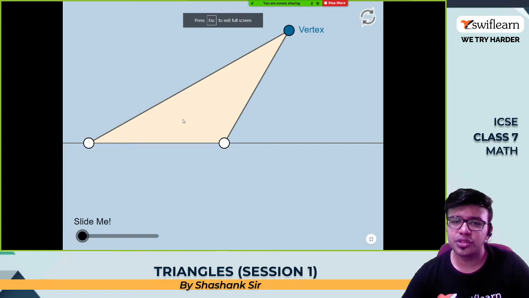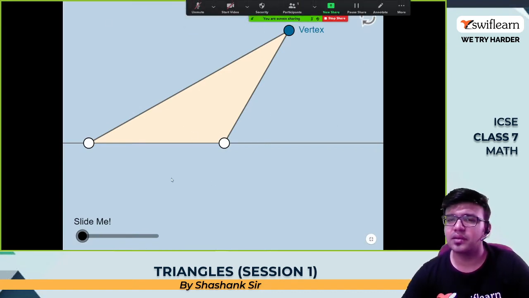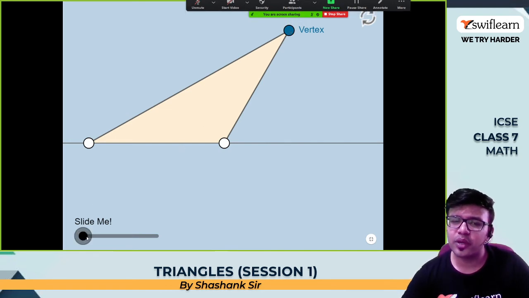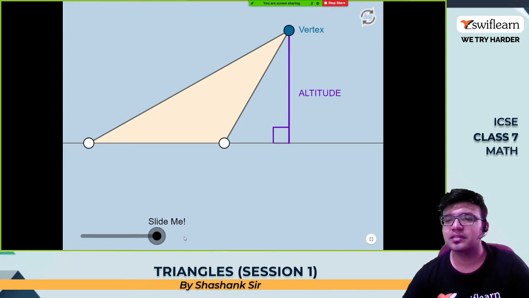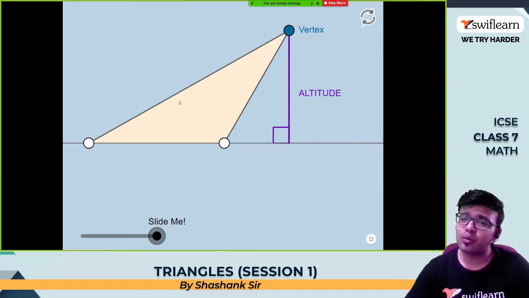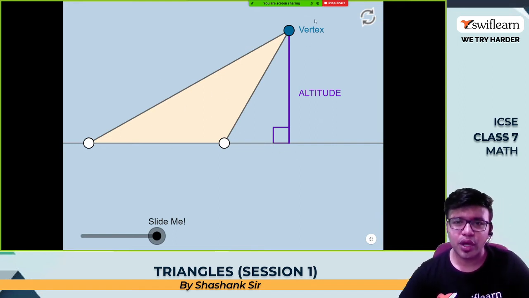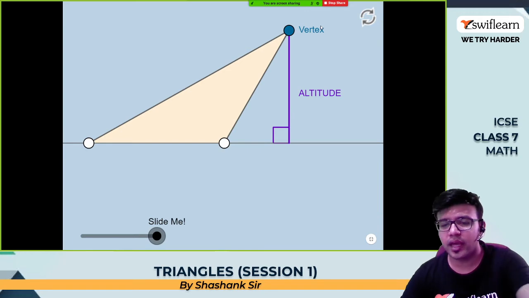And there are a few questions. So this is a triangle. We have to draw a perpendicular from the vertex to the opposite side. Sir, this one went outside. Let it. What does it matter? It doesn't matter whether it's inside the triangle or outside the triangle. An altitude is an altitude. It should be perpendicular to the base and pass through the vertex.